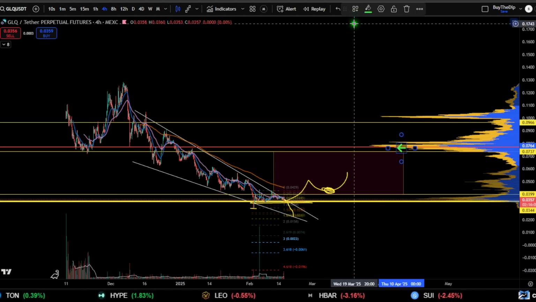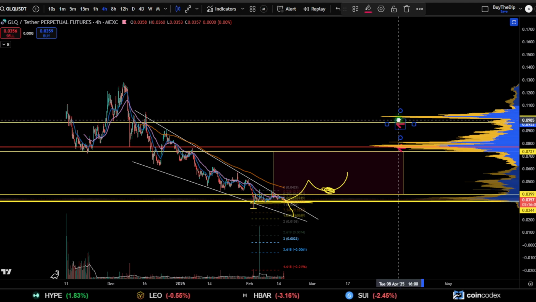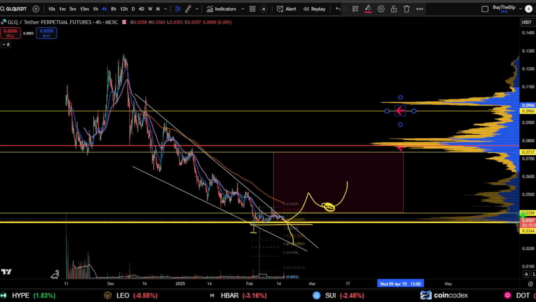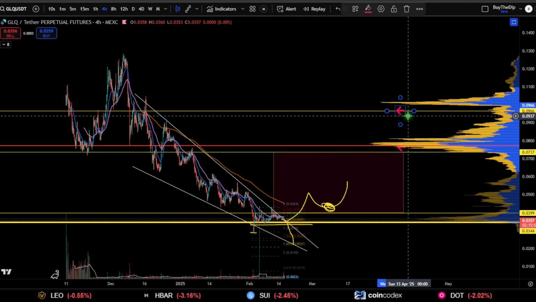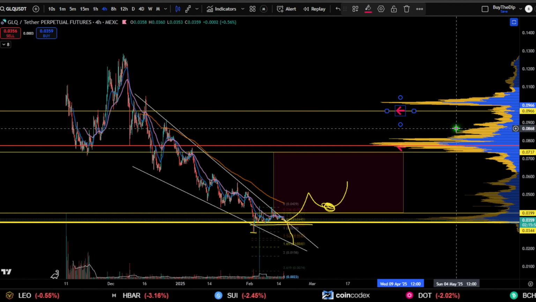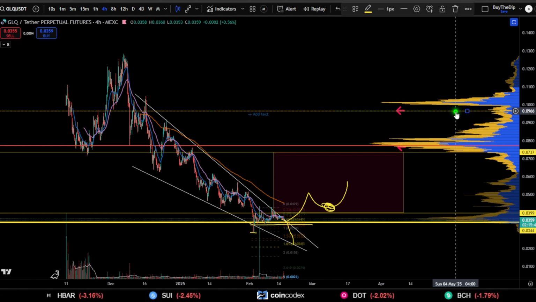I would put a note here to say, look, de-risk, trail up a stop loss, put yourself into some profit, just in case it reverses and gets rejected here and comes straight back down. Could it happen? Why not? Don't always think only positive. Be prepared for all kinds of scenarios, guys. Okay, that's super important.